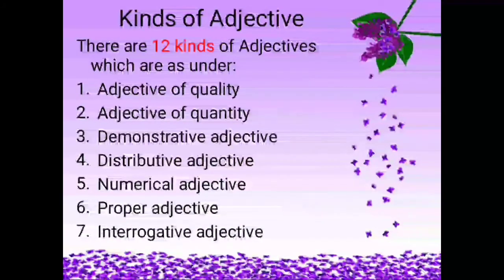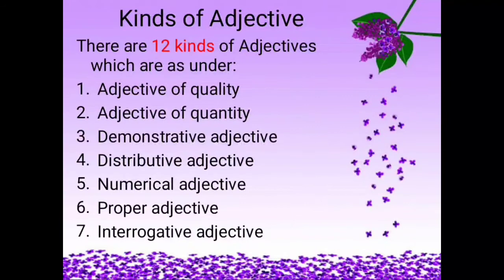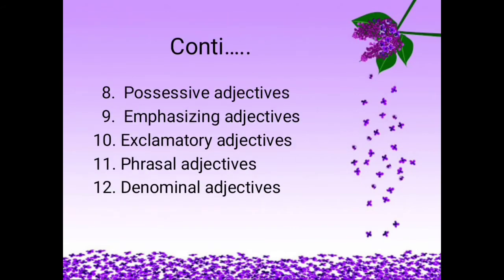Then if we talk about kinds of adjective, there are 12 kinds of adjective. The first one, adjective of quality, adjective of quantity, demonstrative adjective, distributive adjective, numerical adjective, proper adjective, interrogative adjective, and possessive adjective, emphasizing adjectives, exclamatory adjectives, and phrasal adjective, the last one, that is denominal adjectives.